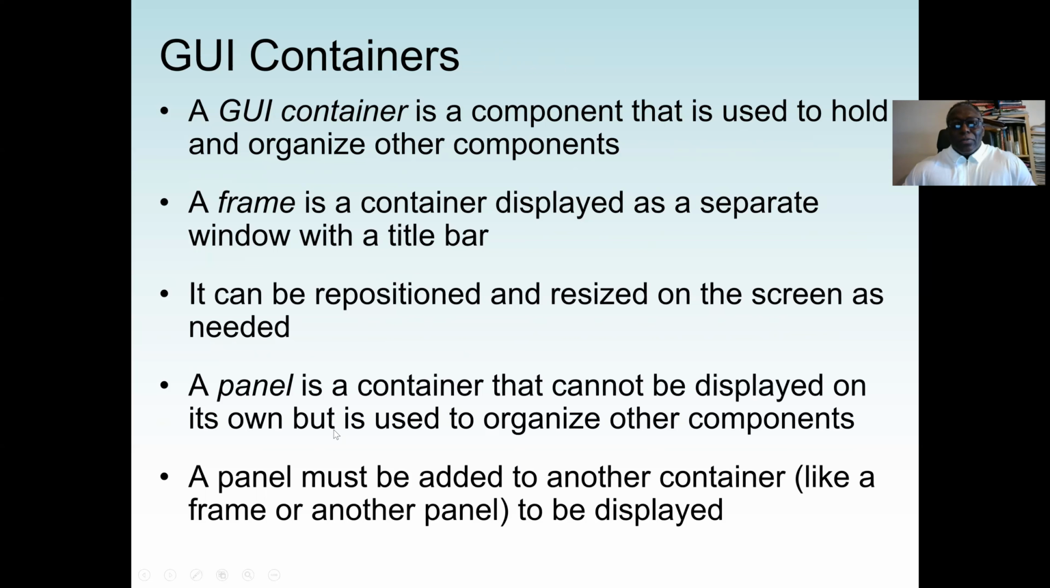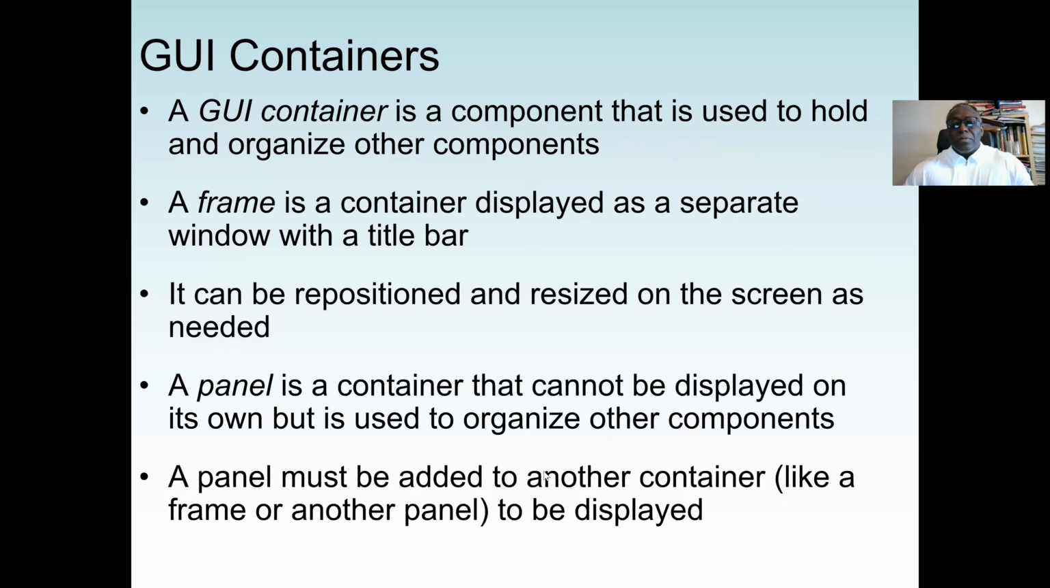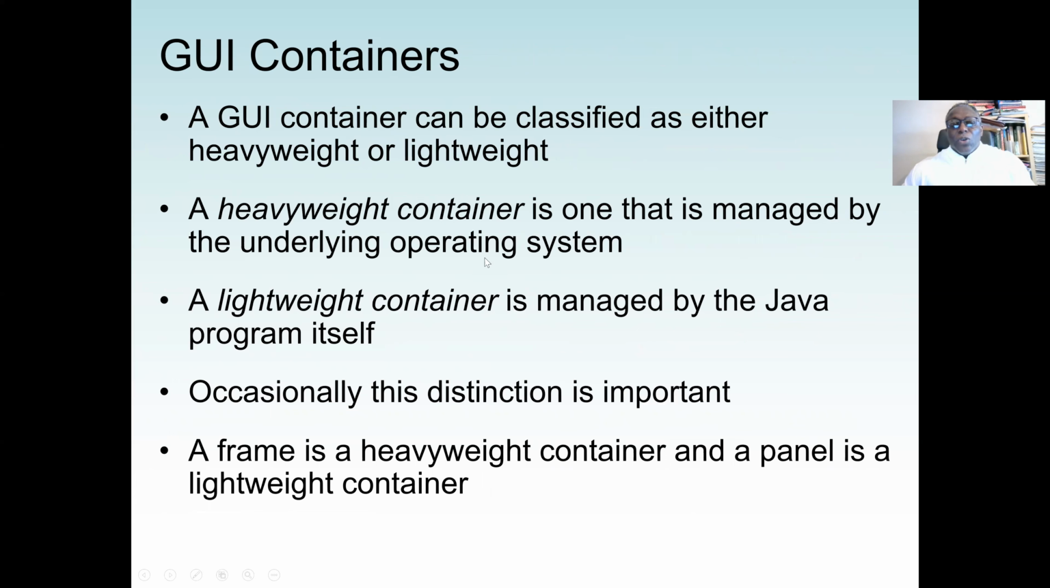And a panel is a container that cannot be displayed on its own, but is used to organize other components. So first, before we add any GUI elements such as text boxes and labels, I may have a panel first. A panel must be added to another container like a frame or another panel to be displayed. So a GUI container can be classified as two types. We have the heavyweight or lightweight. The heavyweight container is one that is managed by the operating system. And the lightweight container is the one managed by the Java program itself.